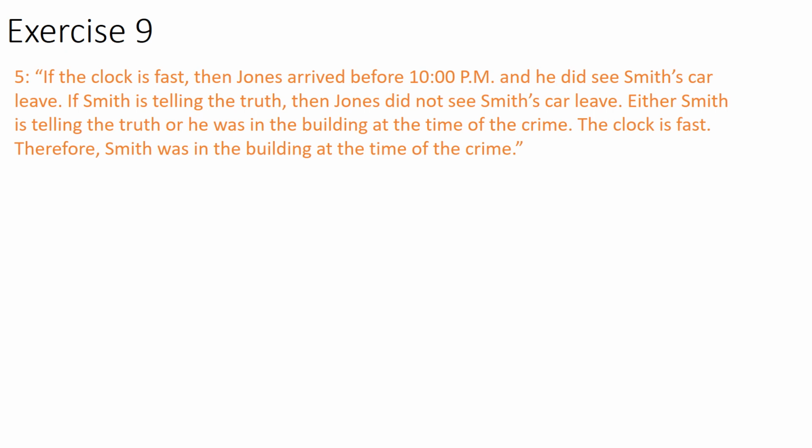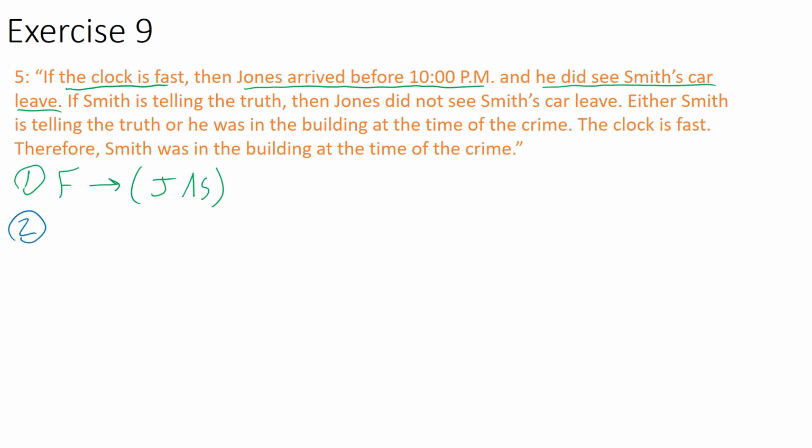Pretty cool argument. For our first premise, we have a conditional and the consequent has a conjunction. If the clock is fast, then Jones arrived before 10 p.m. and he did see Smith's car leave. So we have if F, then J and S. Second premise, we have another conditional. If Smith is telling the truth, then Jones did not see Smith's car leave. So we have if T, then not S.